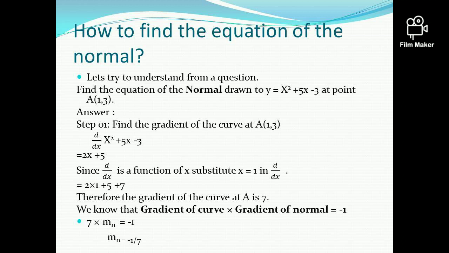Then if you substitute the x coordinate equals 1 into this first derivative, you receive the answer 7. Therefore, the gradient of the curve becomes 7. From the previous slide, we know that the curve and the normal are perpendicular to each other. Therefore, if you multiply the gradient of the curve by the gradient of the normal, you receive the answer minus 1. From that relation, the gradient of the normal becomes minus 1 over 7.